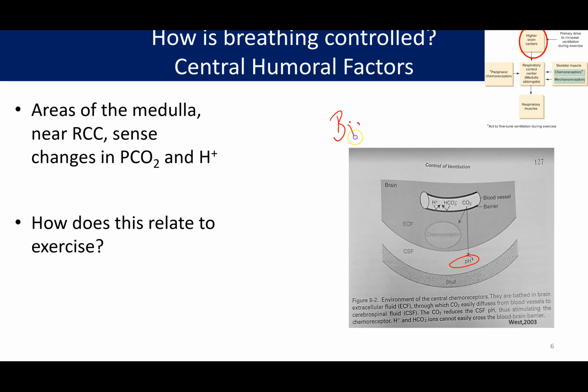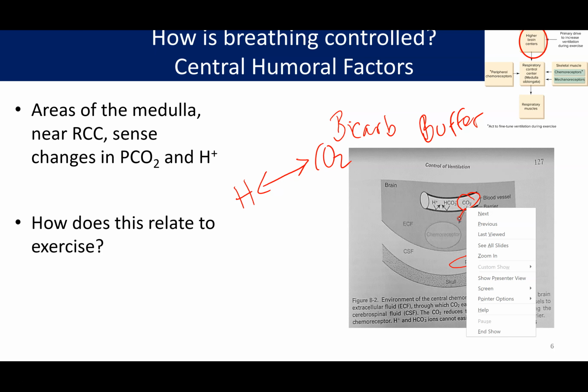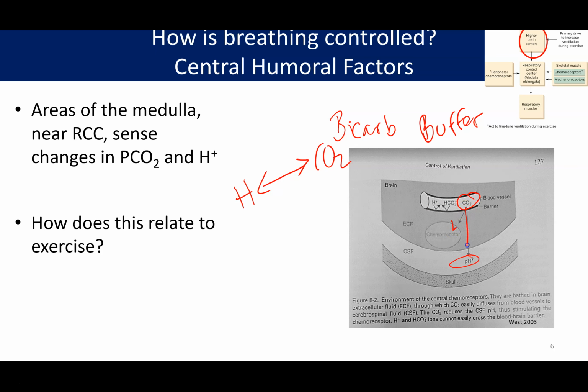So here's where the bicarbonate buffer system comes into play. Remember how hydrogen and CO2 are in equilibrium through the bicarbonate buffer? So what happens is if you have an increase in hydrogen or acidity, that leads to an increase in the CO2. And CO2 is actually fully capable of getting out of the blood-brain barrier and getting into the cerebral spinal fluid and over to the chemoreceptors in the brain that are sensitive to the pH. As pH drops, ventilation will increase in anticipation of exercise.